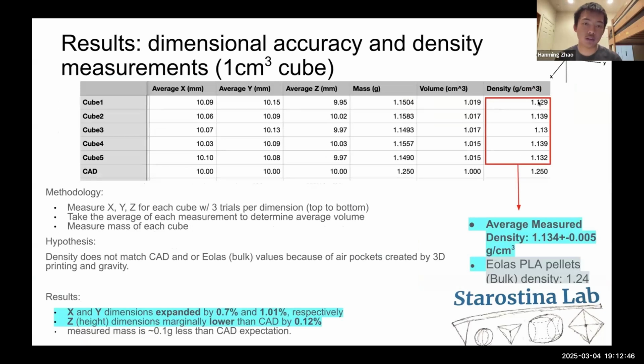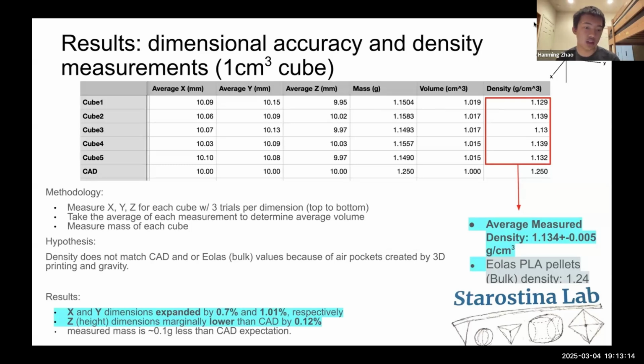Okay, so let's talk about our dimensional accuracy and density measurements. So we printed 5 cubic centimeter cubes, and as you can see up here, these are our numbers and that's the raw data. So our methodology was to measure X, Y, and Z for each cube with 3 points on each side, and then we took the average. So then after that, we measured the mass of each cube.